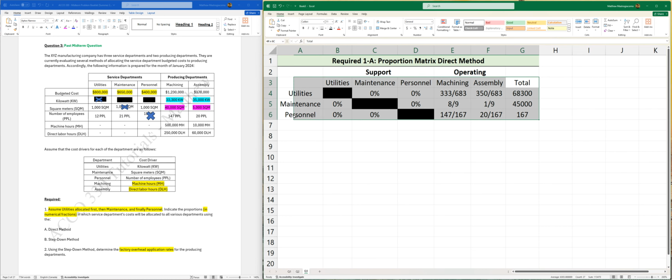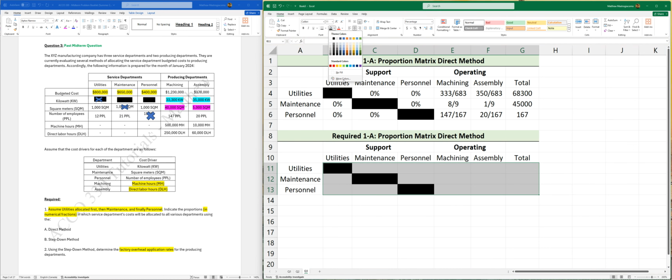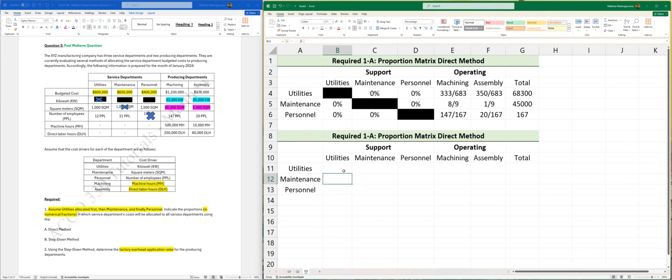Anyways, guys, this is your answer to required A. That's your proportion matrix. This is what you would use to allocate if you were to build the cost allocation grid for the direct method. Now let's do required 1B, and I'm just going to copy in the same grid. Let's get rid of everything. The self-allocations are still applicable, by the way, but we'll get rid of everything here.